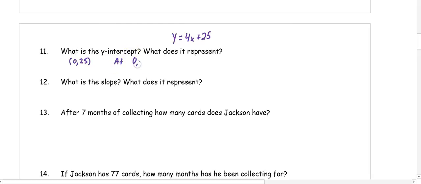At 0 weeks, he starts with 25 cards. What is the slope? So the slope is 4, and what does that mean? That means he collects 4 cards each week.